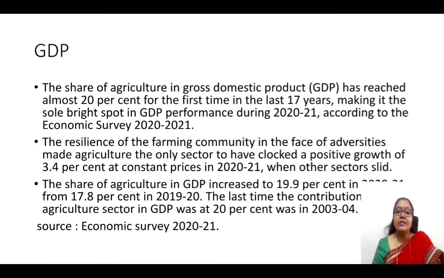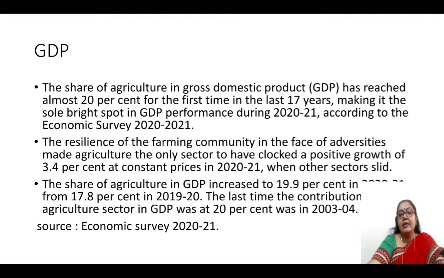According to the Economic Survey of 2020-21, we find there is a positive growth of agriculture. The resilience of the farming community in the face of adversities made agriculture the only sector to have clocked a positive growth of 3.4% at constant prices in 2020-21. We all know we faced the pandemic of corona, so there was a lot of negativity happening, with agricultural production being closed and lockdown. With all the issues, we find that agriculture did find a positive note and there was an improvement in terms of its production and contribution.